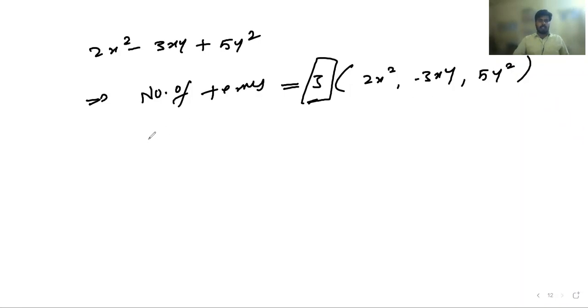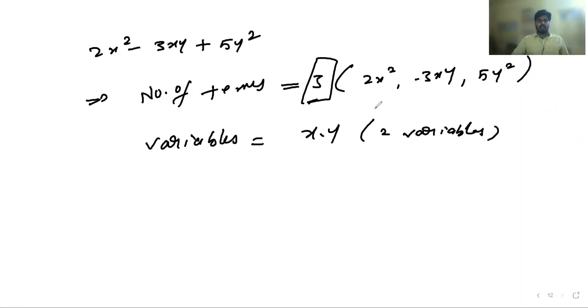What are the variables involved in this algebraic expression? X and y. Only 2 variables are involved. But somebody may count like this: 1x, 2x, so 2, and 1y, 2y, so 4. They will say 4 variables are there. No. You have to count x only a single time. So only the x variable and y variable are involved.